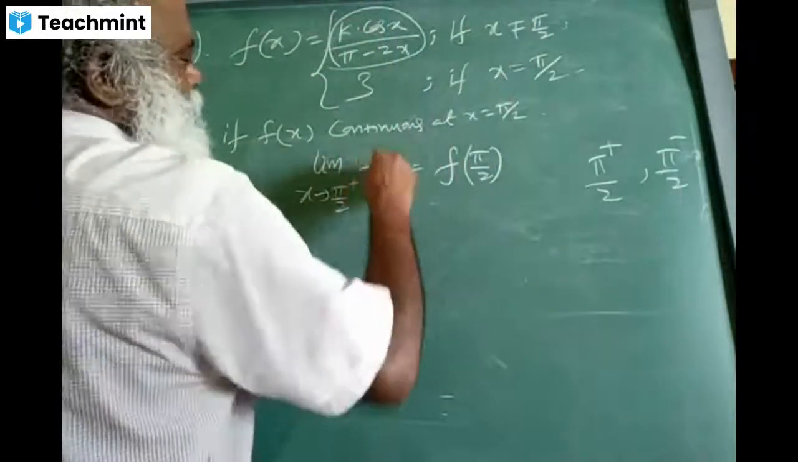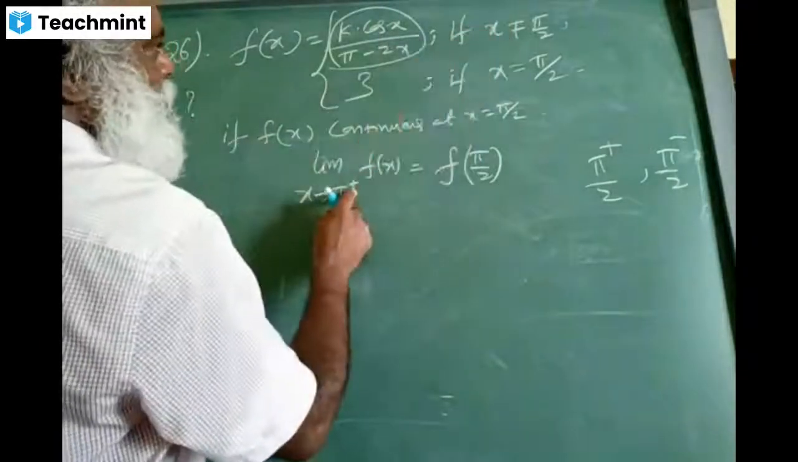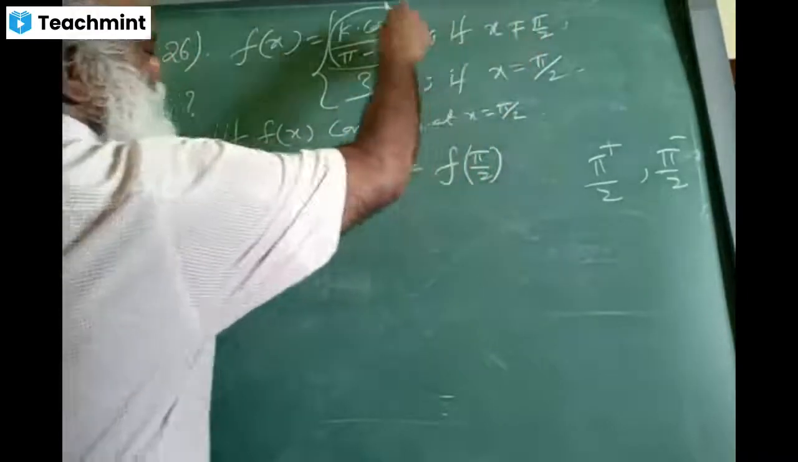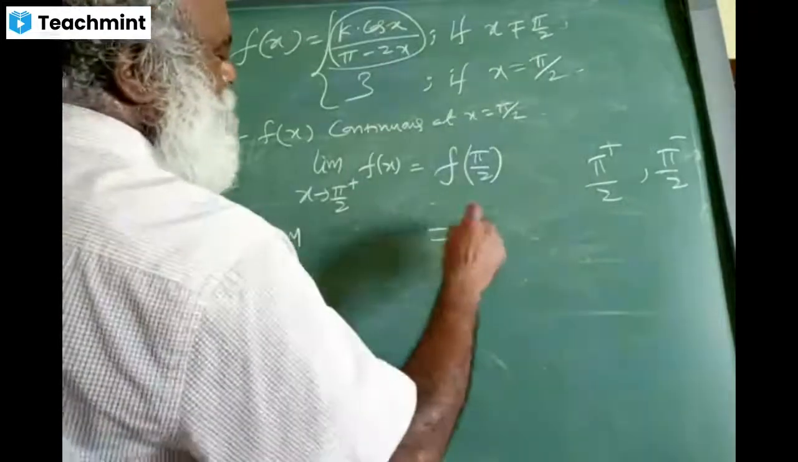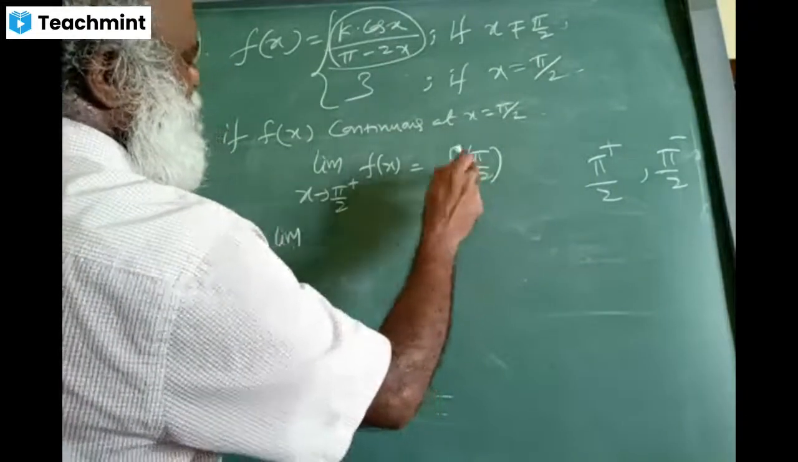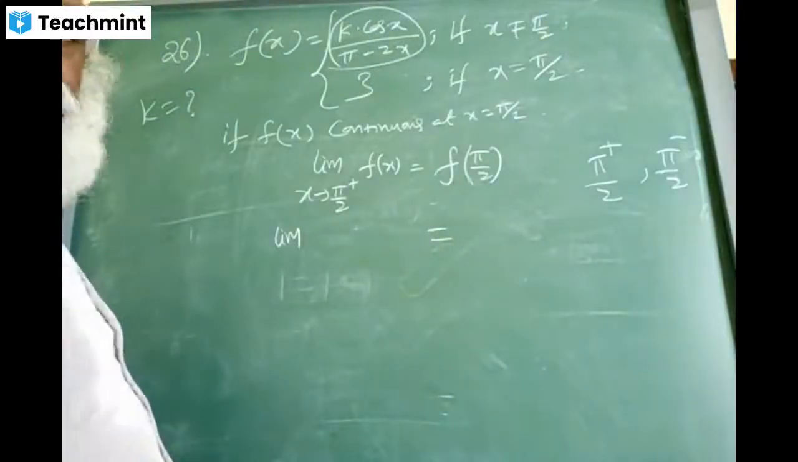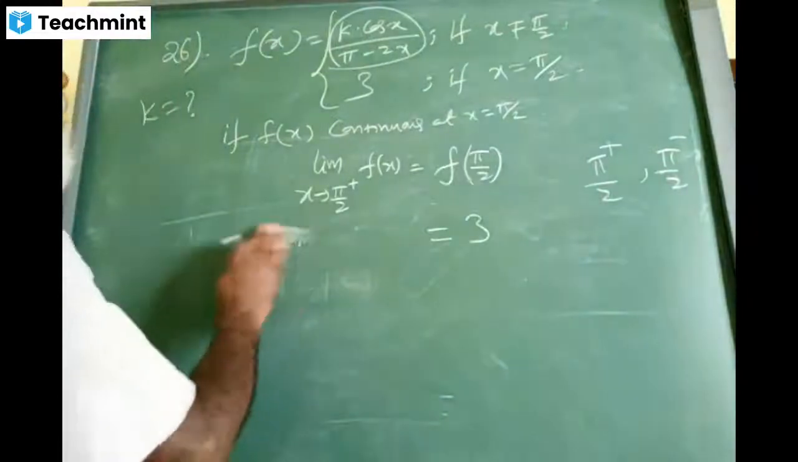What is the function, dears? For x tending to pi by 2 plus and pi by 2 minus, the function is the same. Limit. What is f of pi by 2, dears? 3, sir. People are sleeping in the class.